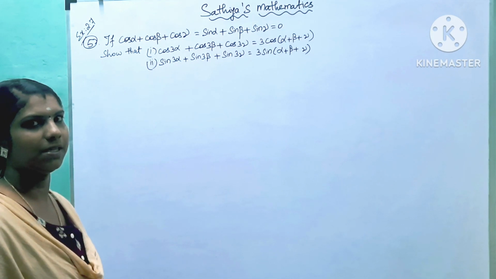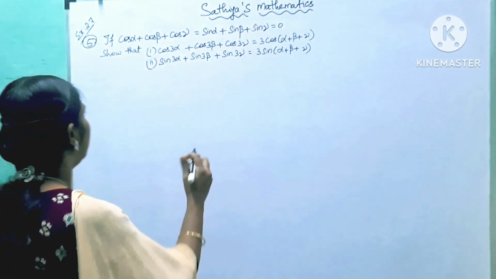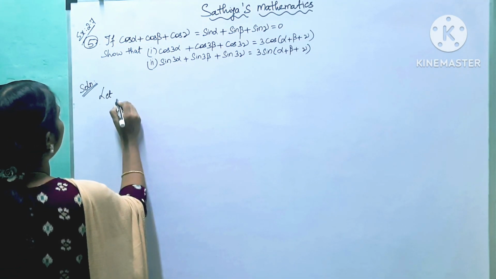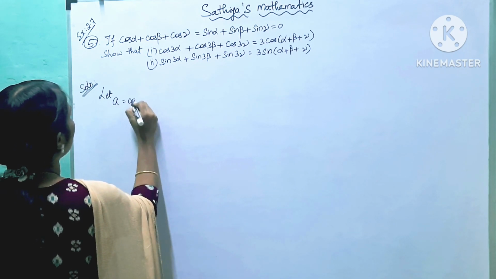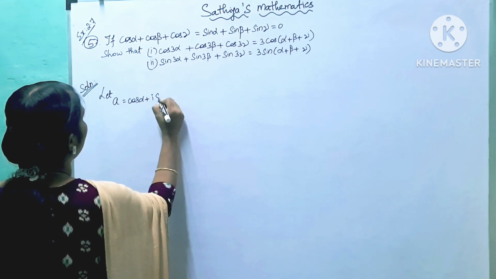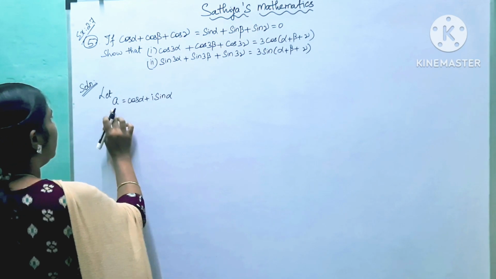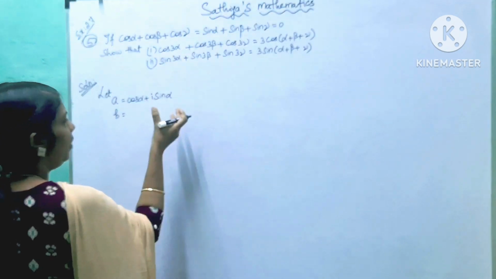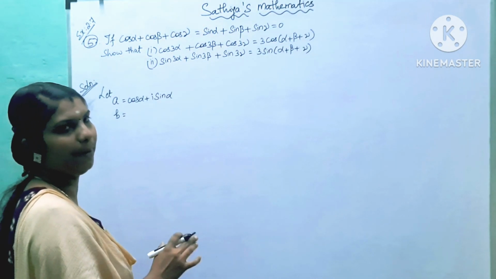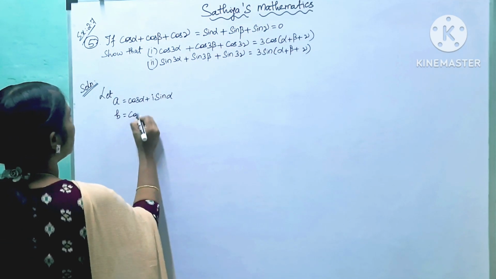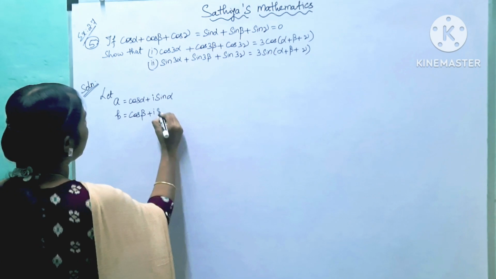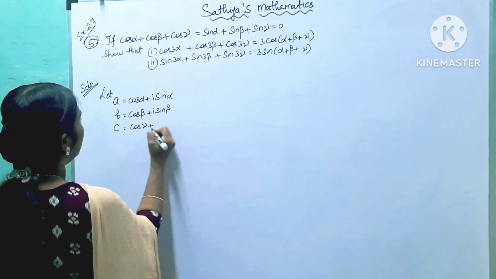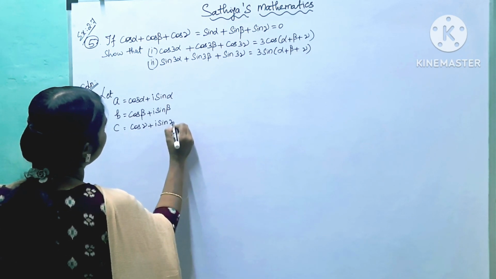Sin alpha plus sin beta plus sin gamma is equal to 0 is another condition. So here cos alpha, cos beta, cos gamma, all three are combined. So I am going to consider A is equal to cos alpha plus I sin alpha, because I am combining cos and sin to form a complex number here. And B is equal to cos beta plus I sin beta. C is equal to cos gamma plus I sin gamma.